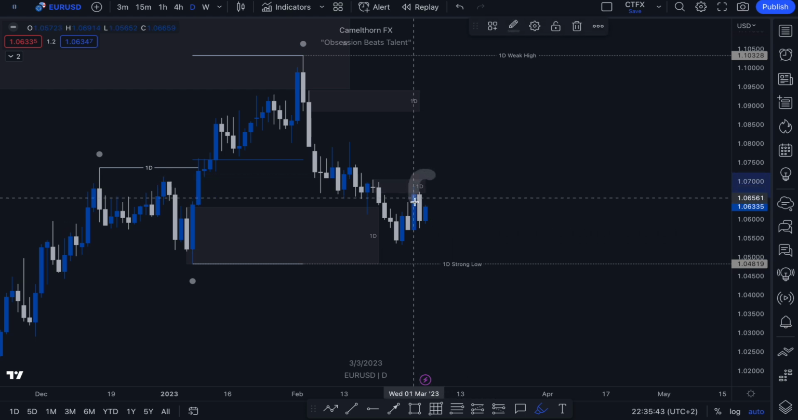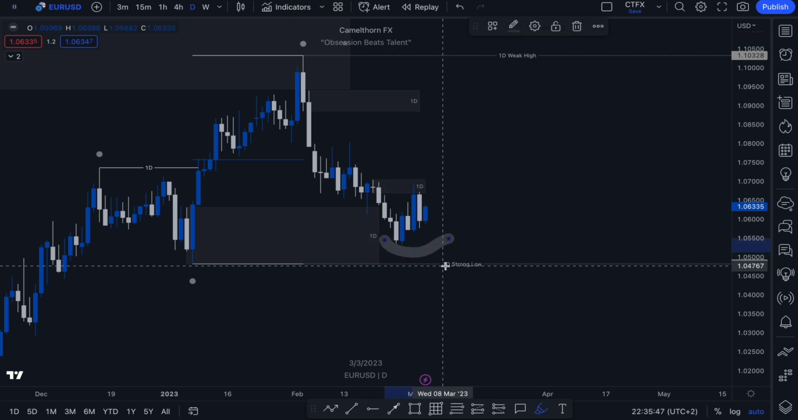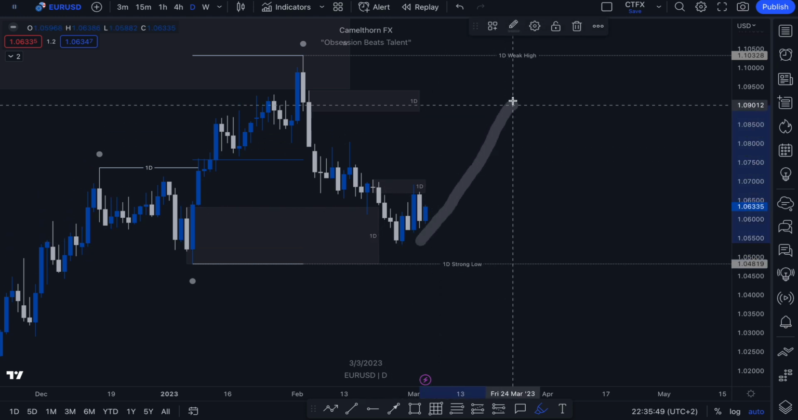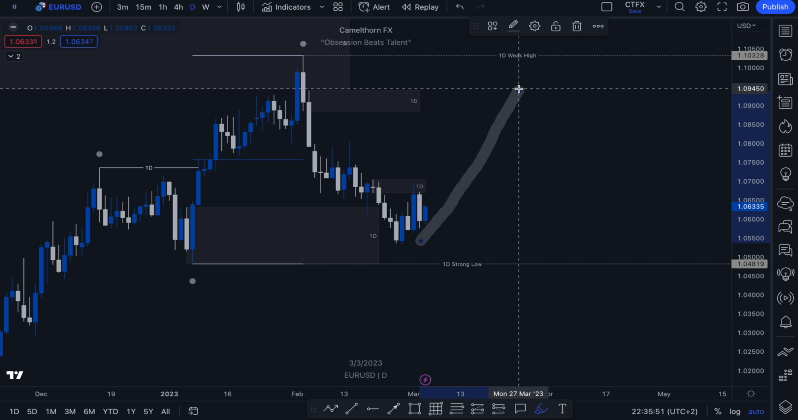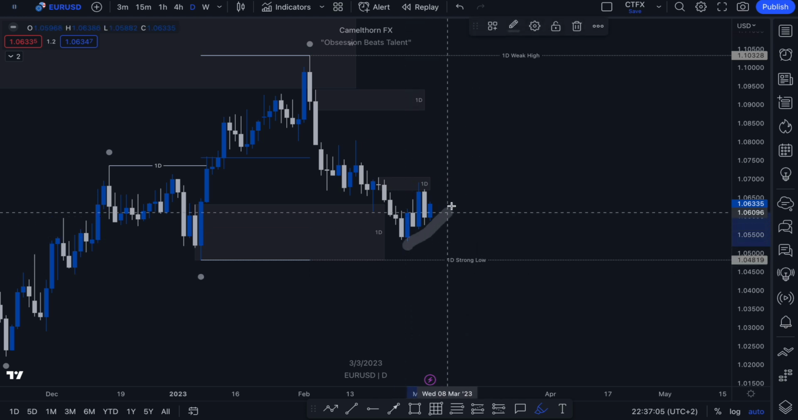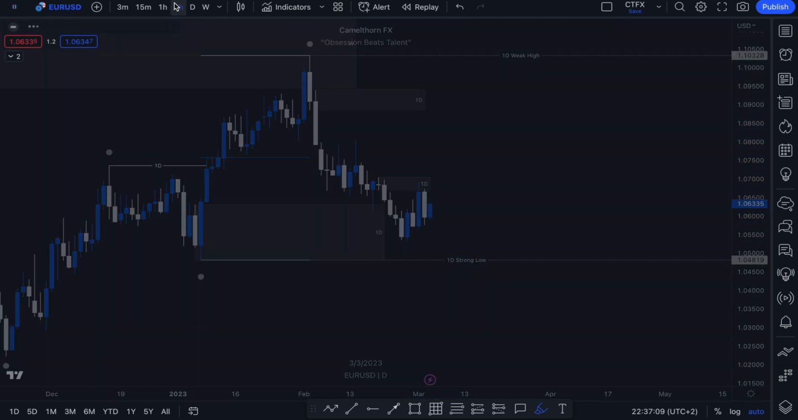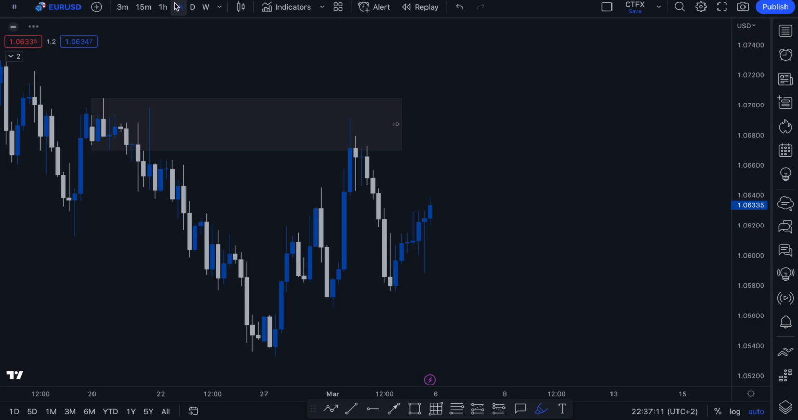However, if that supply zone fails, it would suggest that demand is still firmly in control, and we could be seeing a bullish continuation here, because remember, our daily chart is still bullish. Now, to give us just a little bit more confirmation as to whether or not we're going to be seeing that bullish continuation on the daily, I want us to drop down to the 4-hour chart.